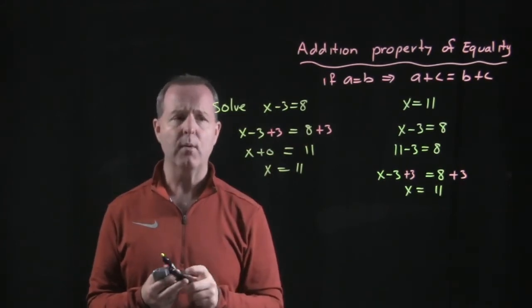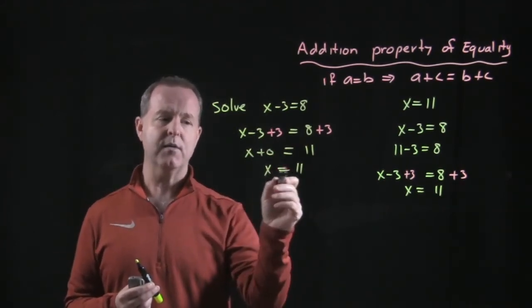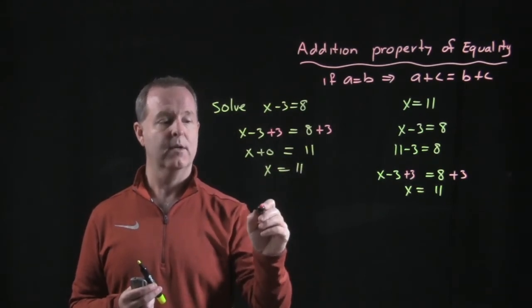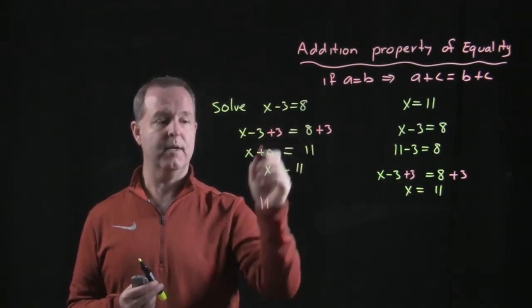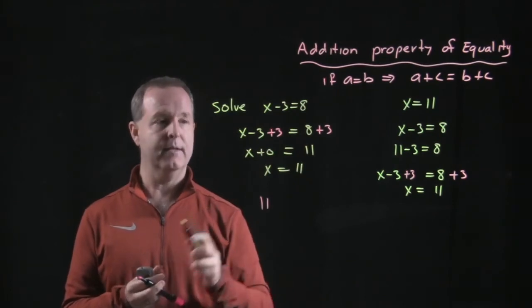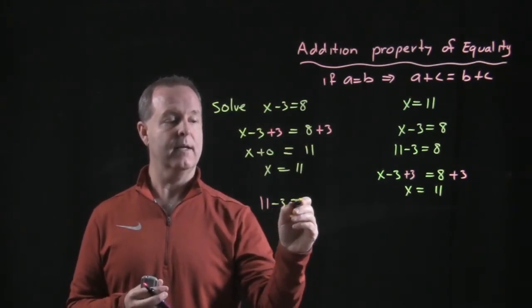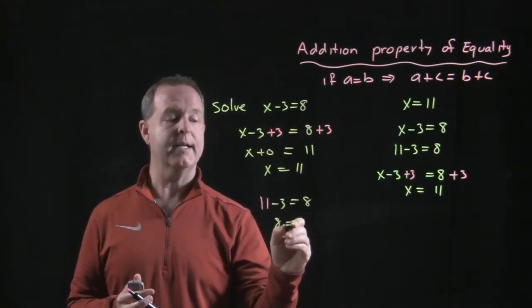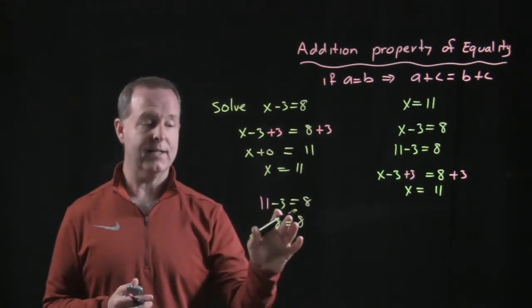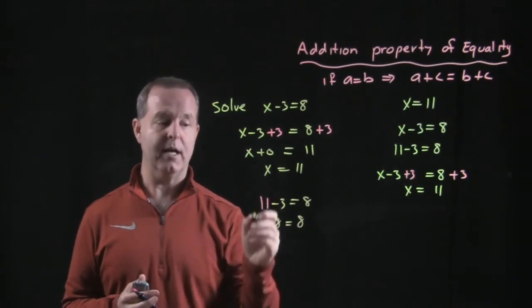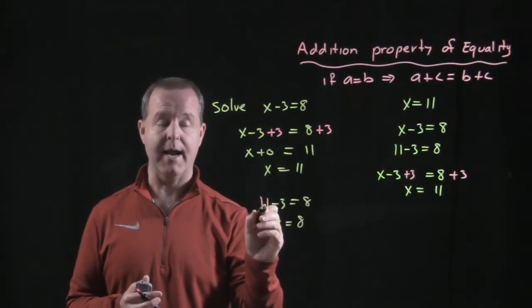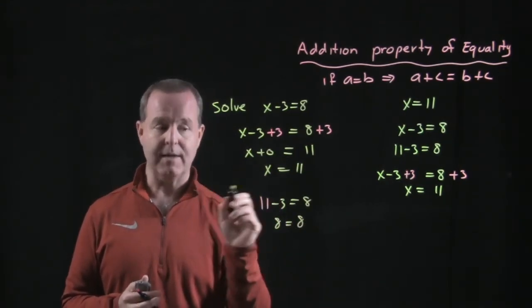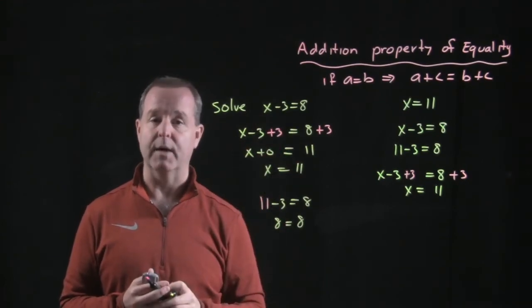And it's a good idea to always check. So let's take our value for x, which is 11, and substitute it into the equation. So 11 minus 3 equals 8. Is that true? 11 minus 3 is 8. 8 equals 8. And so that tells me I have a true statement, which tells me the value I found for x is the correct and only value that makes this linear equation true.